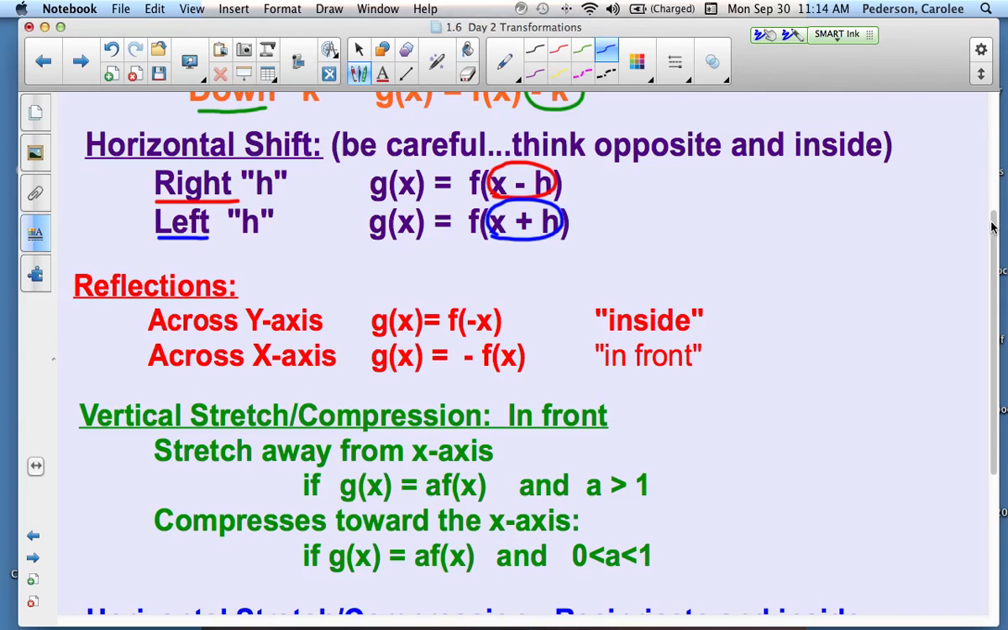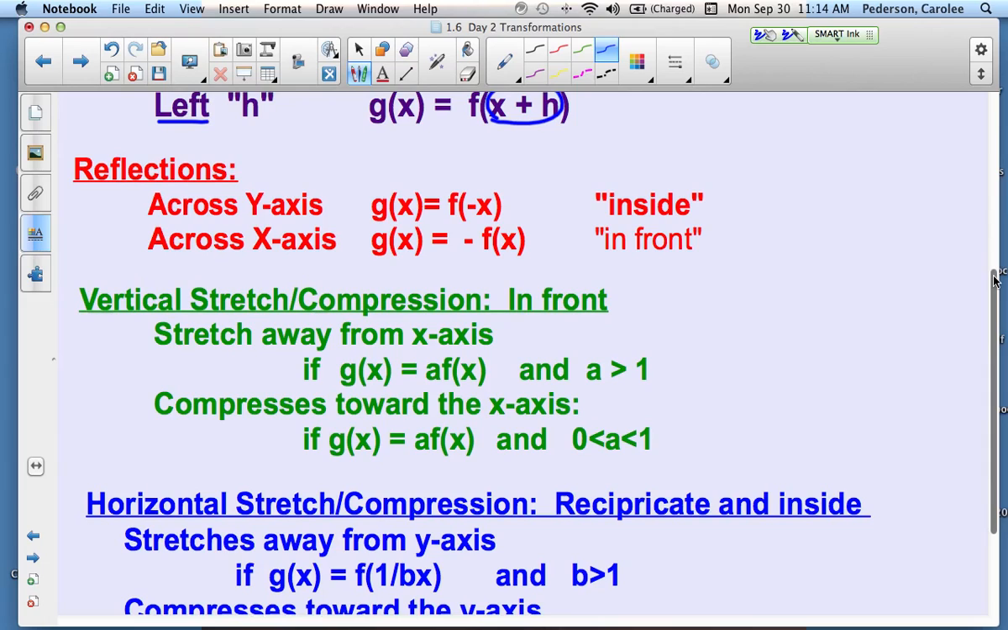Our next piece is your reflections about the x or the y axes. If the negative is inside the function, then it's going to reflect it about the y axis. If it is in front of the function, there's our negative, then it's going to reflect it about the x axis.